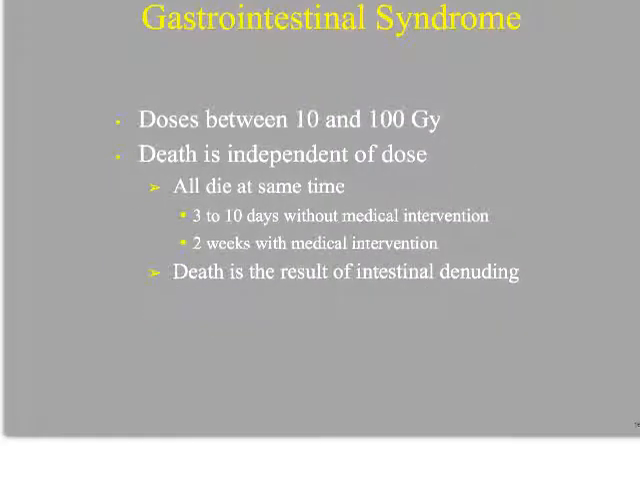Okay, the GI syndrome is for doses between 10 and 100 gray, more accurately probably from 6 to somewhere around 25 gray. But at doses in this range, we would expect to see some kind of GI syndrome if the person lives long enough. Death is independent of dose. All die at roughly the same time, and that's 3 to 10 days without medical intervention or 2 weeks with medical intervention. And it's largely the result of intestinal denuding.